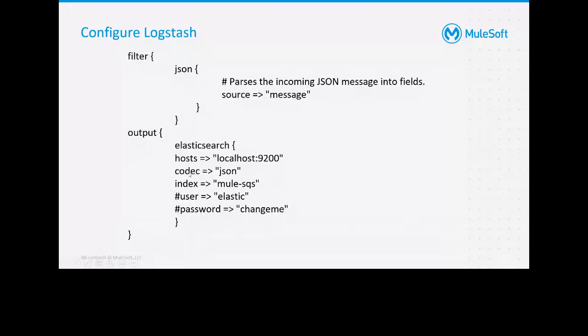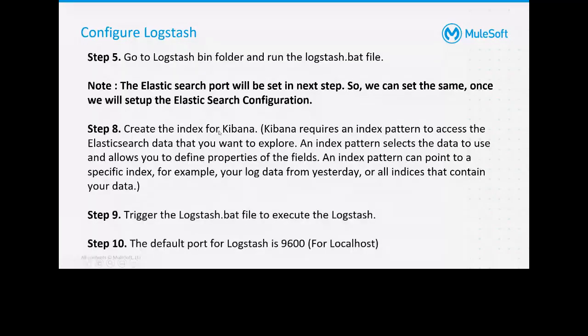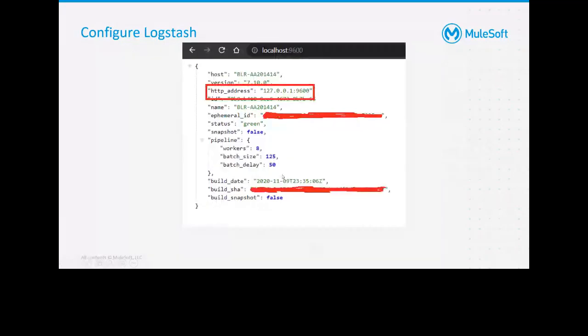Then we go to the Logstash folder. We are running that. We'll create the index for Kibana. We'll trigger the Logstash pipeline file. It is working. We can check that, verify that.